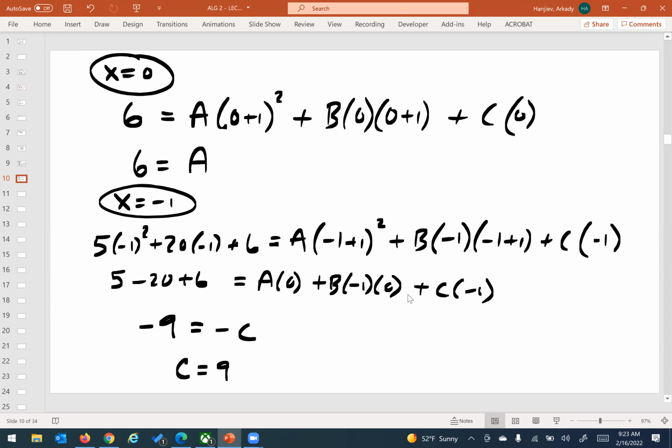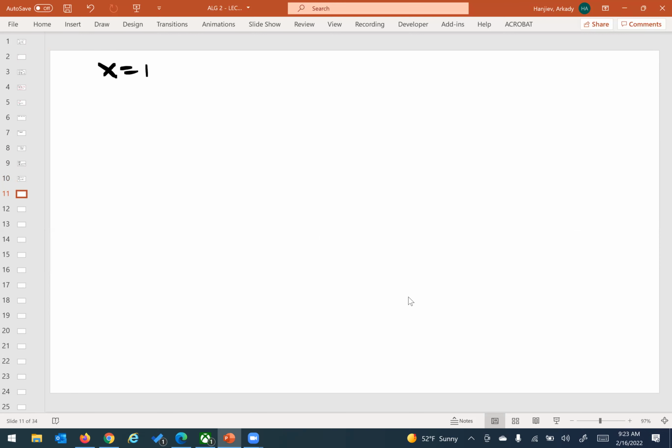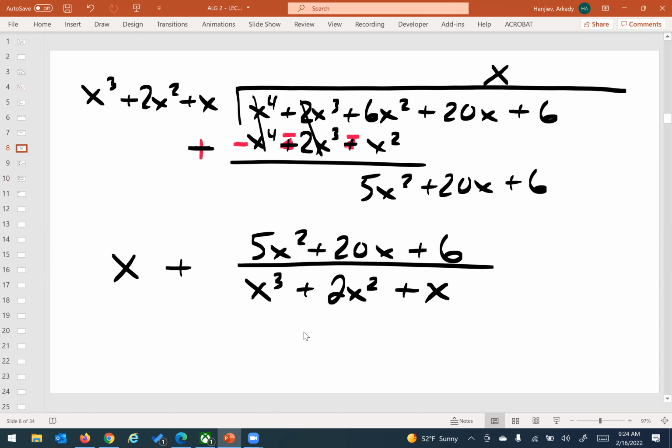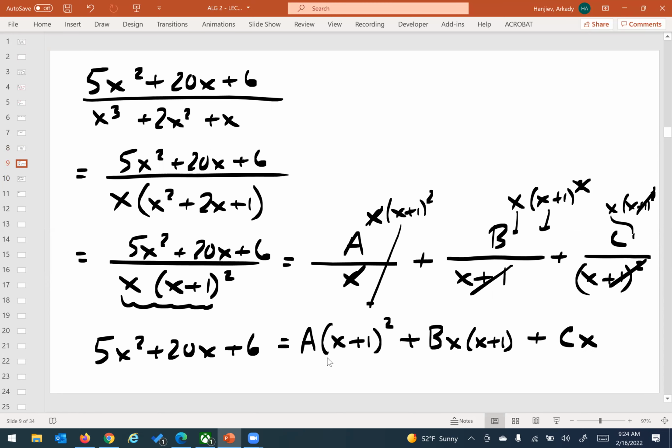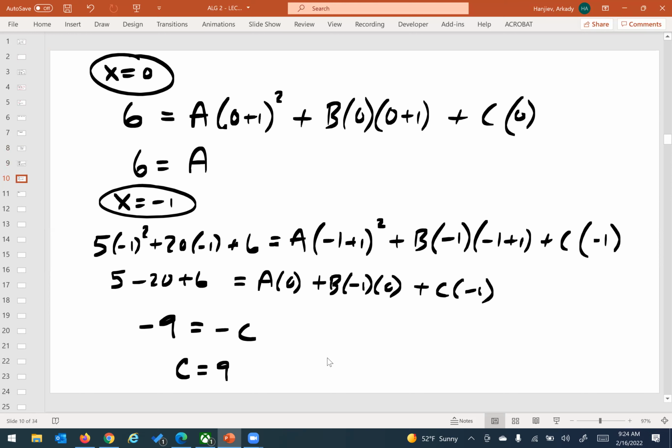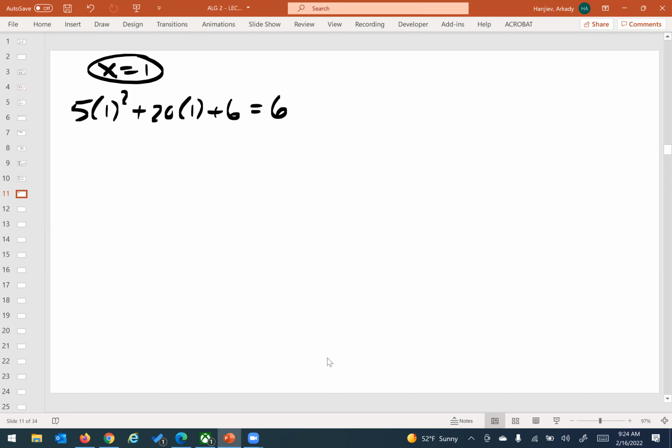Let's do 1. We're gonna go easy. X equals 1. 0 we already used to cancel off because it canceled the other ones, right? A is 6, so 20 times 1 plus 6. And now I'm going to go back to row 2. A is equal to 6, true? This is 1 plus 1 squared plus B, we don't know. X is 1, x plus 1, plus 9 times 1.